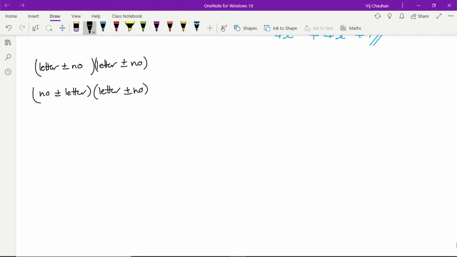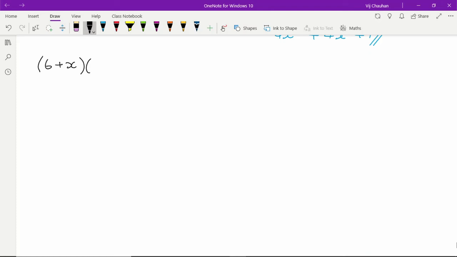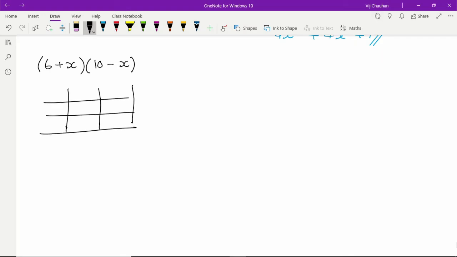Now this is where understanding what it is you're doing really comes into play. Having a set method that works, 9 out of 10 times it is always going to be the letter that comes first, but again you might get a question that tries to fool you to test your understanding. So let's have a look at a question where we have 6 plus x and, let's go for 10 minus x. So let's say we've got something that looks like this. Now if I set up my grid, doing the grid method, I'm going to do this exactly the same, because this part doesn't really make a difference. I've got 6 plus x and I've got 10 minus x.